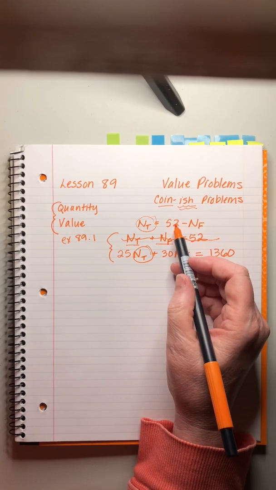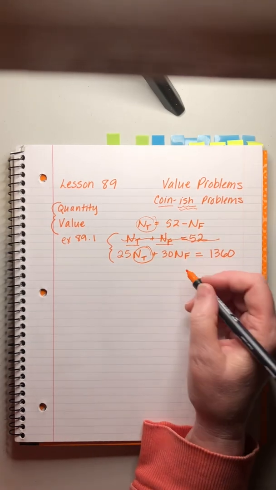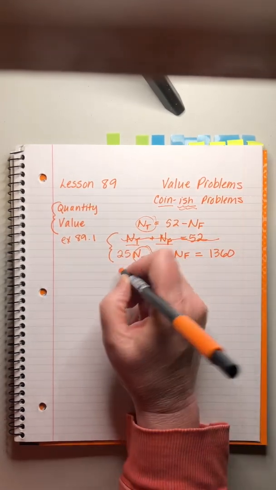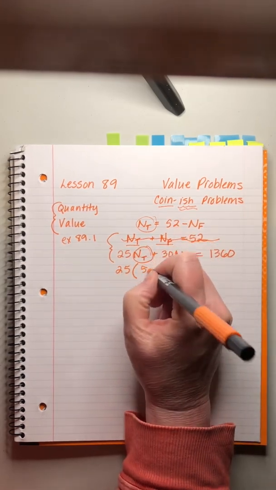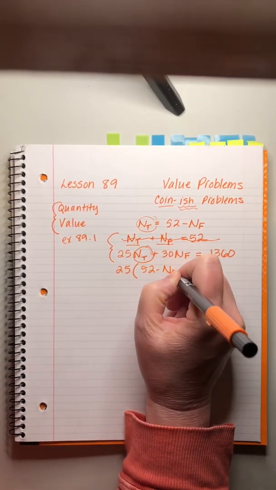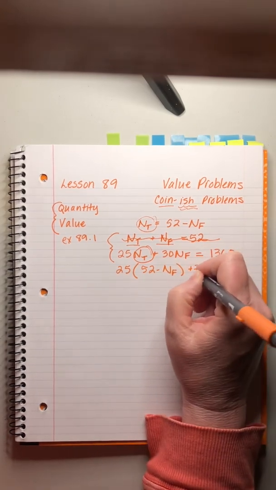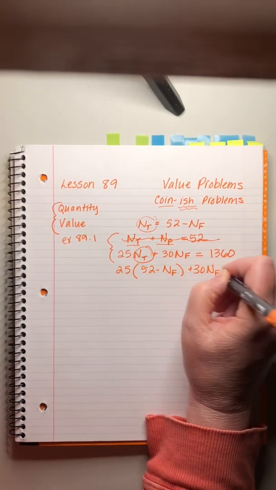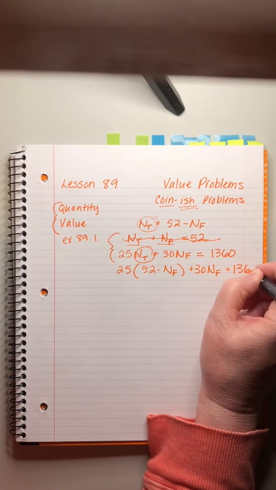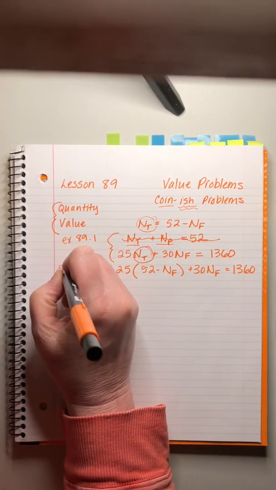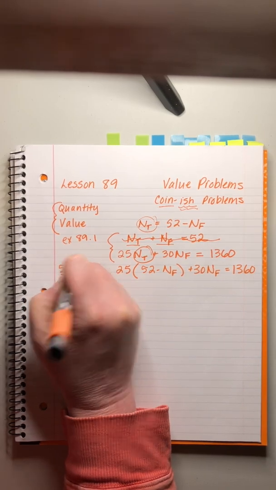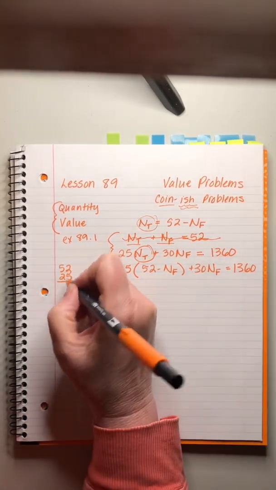I'm going to have to multiply 52 times 25, but I mean, it'll be okay, right? So here I substituted in 25 times, instead of NT, I put in 52 minus NF, plus 30 NF equals 1360. Now, I'll do my multiplication over here, 52 times 25. It's going to be a lot of tens, isn't it?